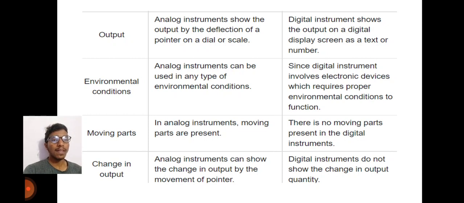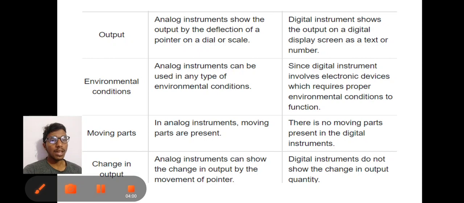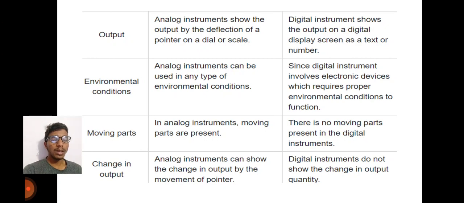Based on the moving parts, in analog instruments moving parts are present. There are no moving parts in the digital instruments. Change in the output: the analog instruments can show the change in the output by the movement of the pointer. In some analog instruments, like the PMMC or any analog altimeter, the pointer deflects and shows the output, whereas in the digital instruments we just have a number like 0 or 1, high or low, etc. The digital instruments do not show the particular change in the output quantity.